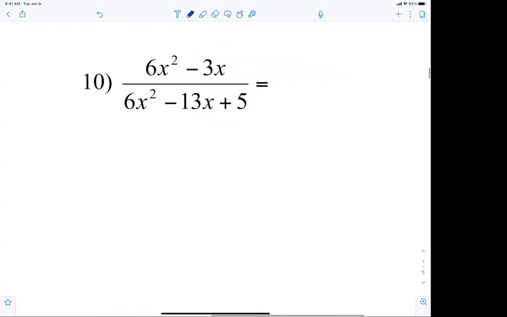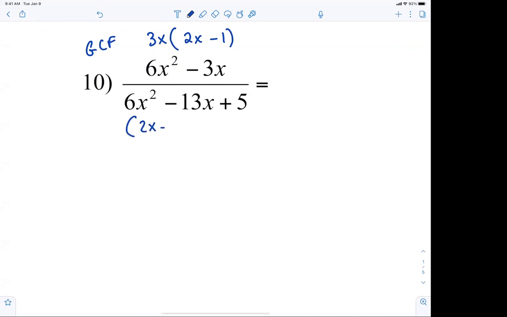Number 10. Now we start just doing all the factoring. All right, so the top one, there is a GCF. So what's common on the top? 3x. Good job, 3x. I'm left with x minus 1. 2x. 2x minus 1. I'm left with 2x minus 1. So what's probably on the bottom? So then I just come down here and put down 2x minus 1, 3x minus 5.